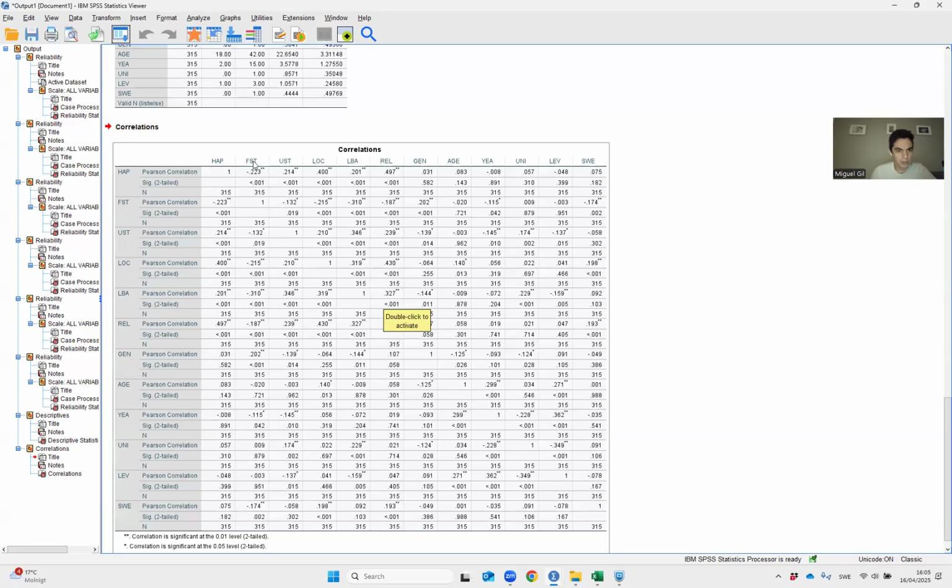For example, it's quite interesting that quality of relationships and financial stress are negatively correlated. So it seems that the more stress you have, the lower the quality of your relationships, or the other way around: if you have bad relationships, you have less stress. I don't know. Maybe this is something interesting to discuss because it's significant. Try to focus on the ones that are significant with two or one star. That could be interesting, so take a look at that.